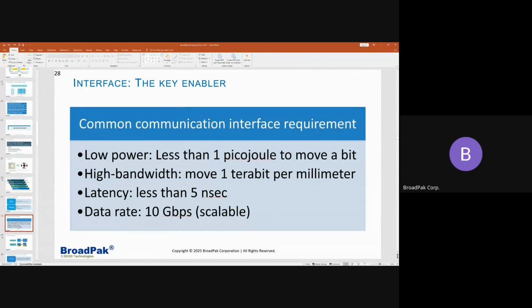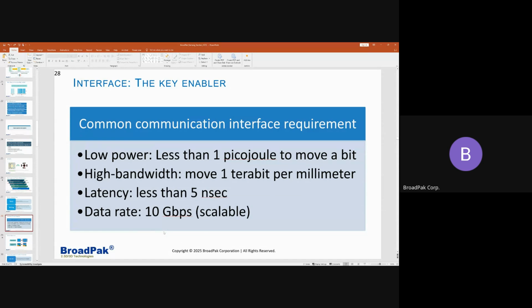So the key enabler for the chiplet, which is going to enable the communication, is going to be the interface. So you've got two dies, and now they're going to have to talk to each other. The common interface, they need to speak the same language, and that interface has to be low power. The target usually in the industry is less than 1 picojoule to move a bit. High bandwidth means moving 1 terabit per millimeter of shoreline, I would say. The latency probably less than 5 nanoseconds, and the data rate at least 10 gig and scalable.